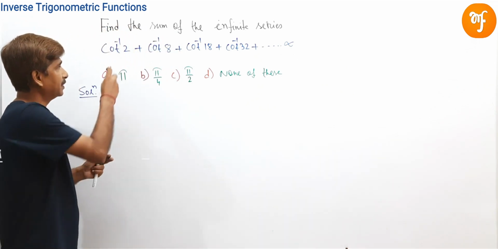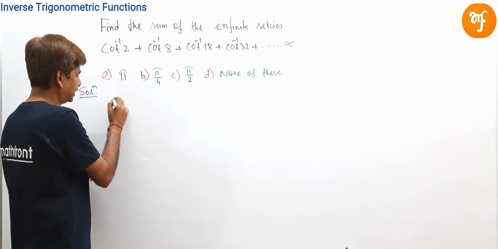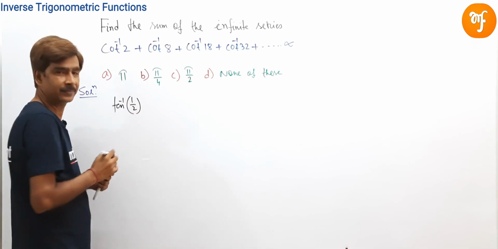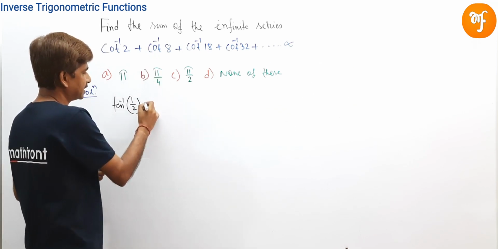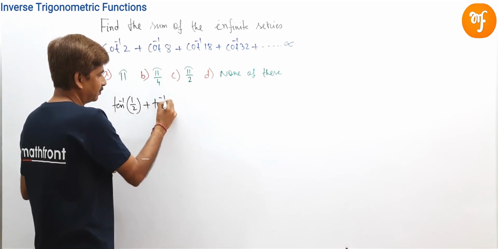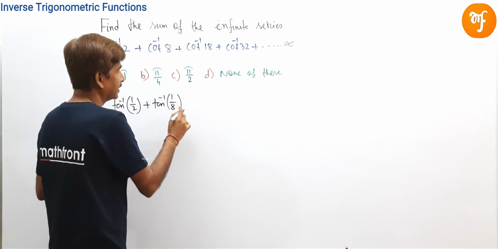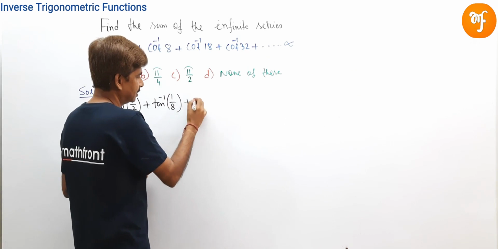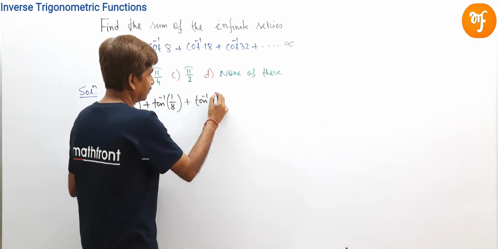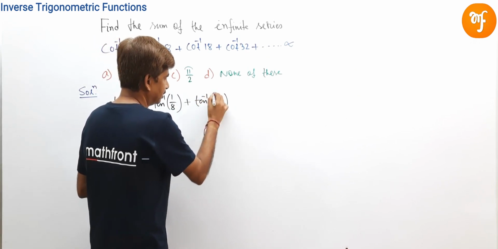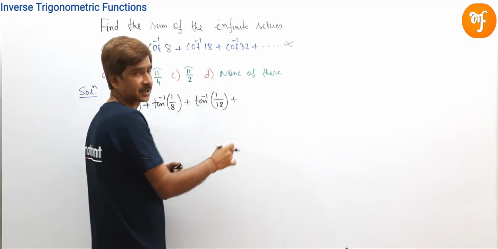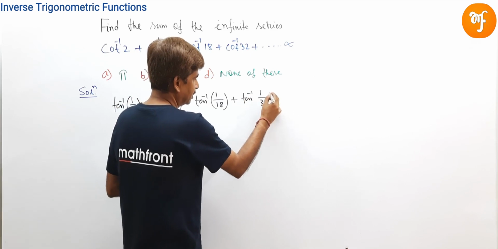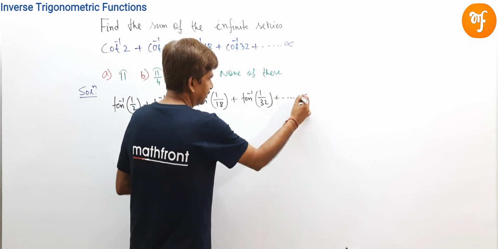Okay, so cot inverse 2 can be written as what in terms of tan inverse? It is tan inverse of half. Okay, cot inverse 8 can be written as tan inverse of 1 by 8. Is it? Similarly, cot inverse 18 can be written as tan inverse of 1 by 18, and plus cot inverse 32 is tan inverse of 1 by 32, like this till infinite.